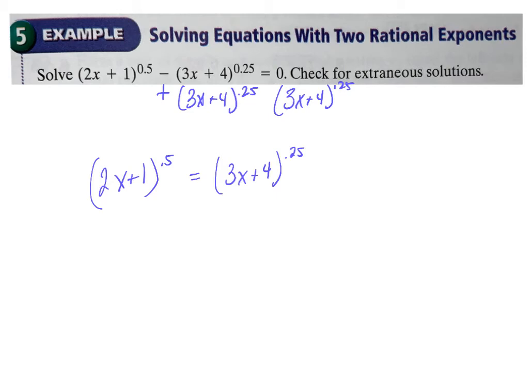And so the way I would do this is I would rewrite these as fractions. 0.5 as a fraction is 1/2, right? 0.5 is 5 over 10. 5 over 10 is 1/2.